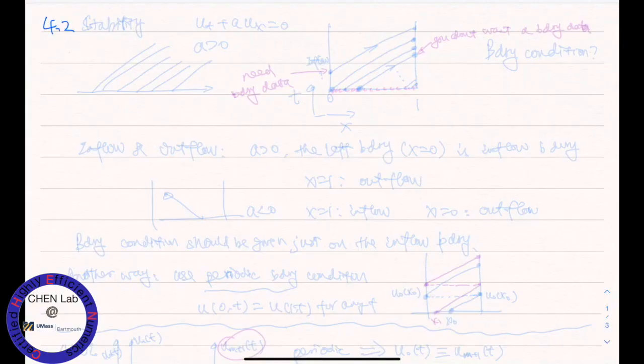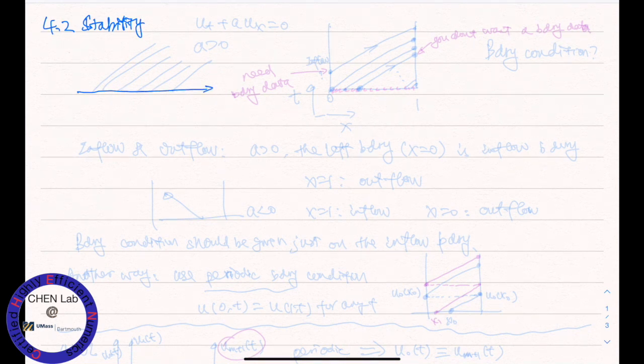Today we'll talk about the stability of those schemes for the advection equation. And before that, we will have to settle on the boundary condition for this problem. When we discussed the characteristics, we used an infinite domain.